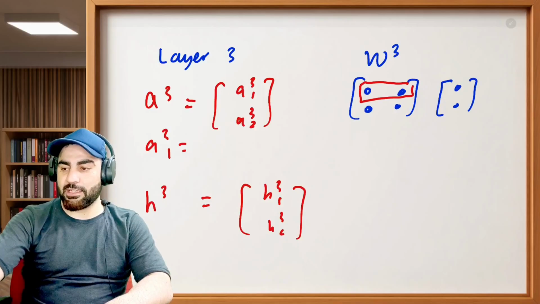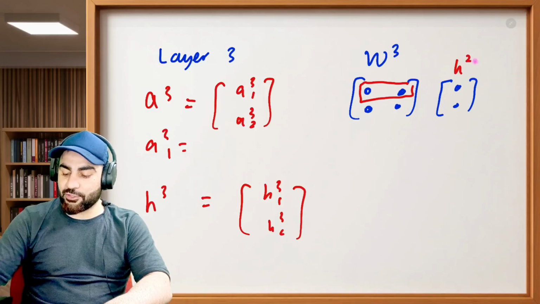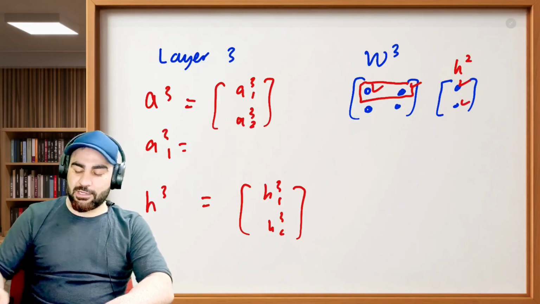Once I fix this row, I'll multiply with this. So I can multiply then afterwards with this H2. This is my H2. Take this element, multiply with this. Take this, multiply with this. So if I do that, I'll get A3's value.